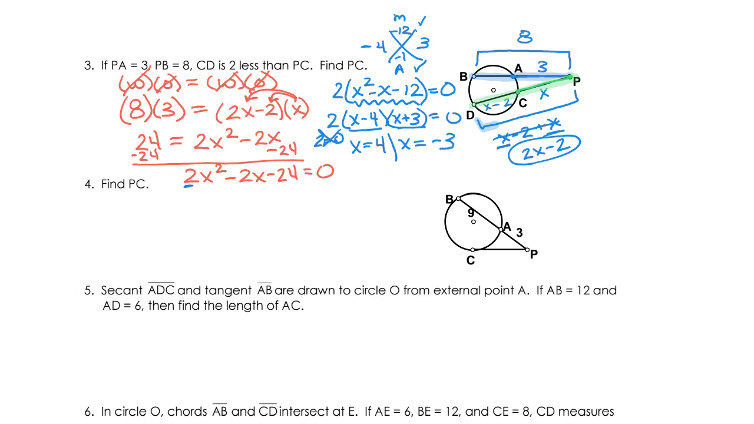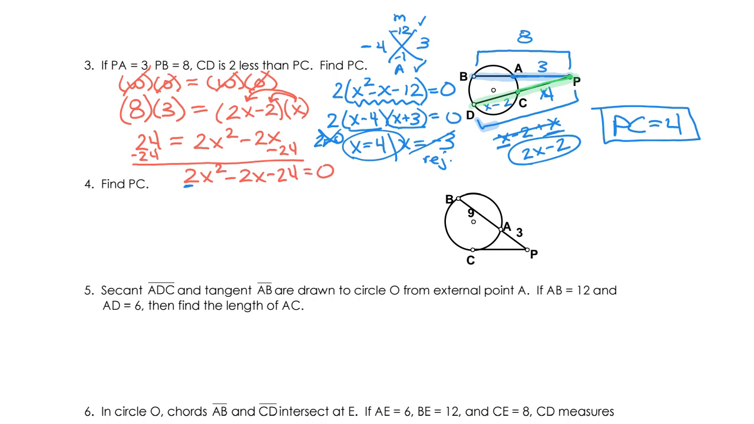And because we're talking about lengths, there's no way that PC, which represents x, can have a length of negative 3. So we're going to go ahead and reject that one. And we're going to keep x equals 4. Okay? And therefore, if PC equals 4, we have our answer. Good, guys. That's a tough question. All right, so let's see if number 4 is any easier.